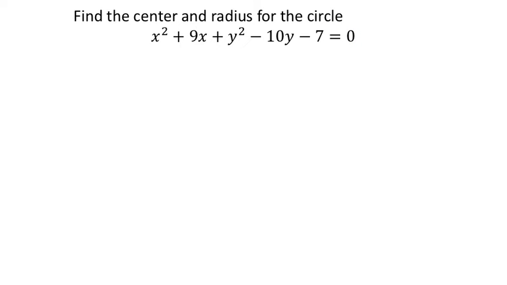So here's what I'm going to do. First, I'm going to use the principle of equality. I don't want that -7 there, so I'm going to move it to the other side. Let's go ahead and just add 7 to both sides. Now this equals 7, which is what I would like. The reason I want to do that is because I'm going to be completing the square for both the x's and the y's, and the -7 isn't really going to help me with that.